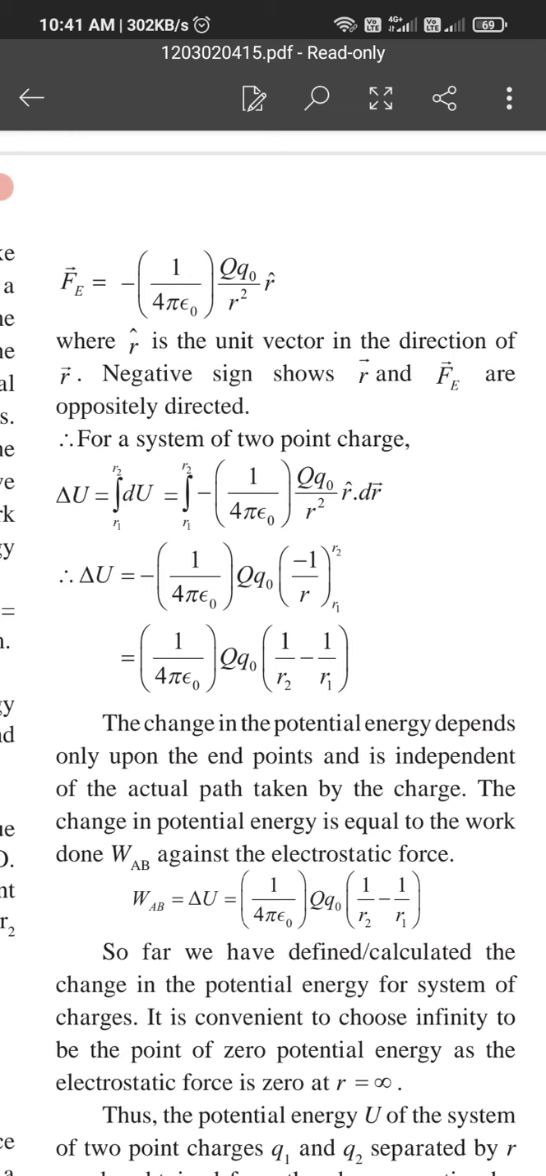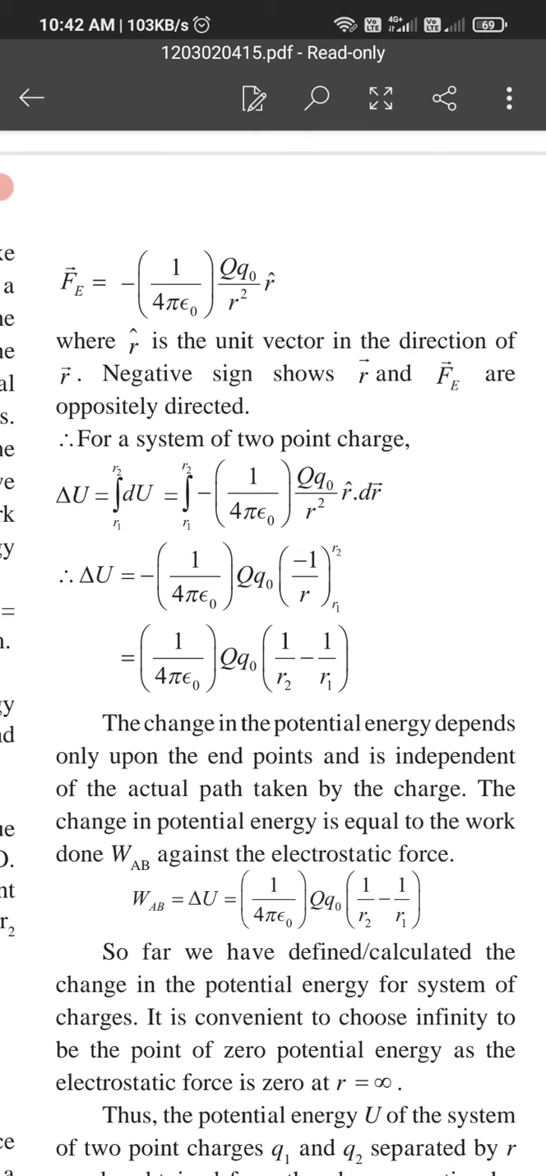For a system of 2-point charge, delta U is equal to integration R1 to R2 minus 1 upon 4 pi epsilon naught capital Q into Q naught upon R square into R cap into dr, is equal to minus 1 upon 4 pi epsilon naught Q into Q naught, minus 1 upon R from R1 to R2.